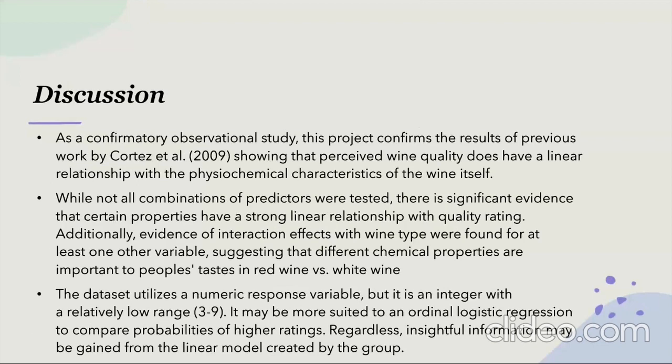So this study, as mentioned before, being a confirmatory observational study, confirms the result of the previous work by Cortez et al., showing that perceived wine quality does have a linear relationship with the physicochemical characteristics of the wine. So in the models, while not all combinations of predictors were tested, there is significant evidence that certain properties do have a strong linear relationship with the quality rating. Additionally, as I mentioned before, there is evidence of interaction effects with the type of wine being red or white. These were found for at least one variable, but it suggests that different chemical properties could be more or less important to people's tastes, depending on the type of wine, and warrants further investigation.